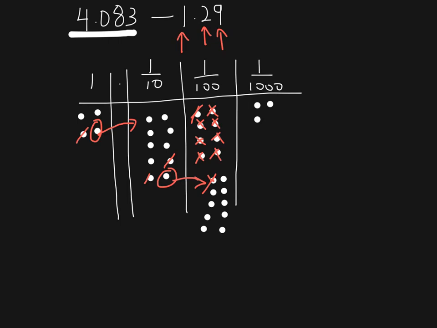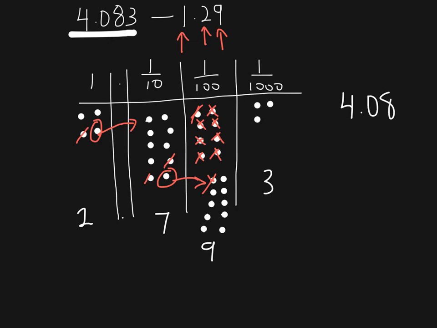And I'm going to look back and see how many I have left in each place. I have 2 discs in the 1s place. I have 1, 2, 3, 4, 5, 6, 7 in the tenths place. And I've got 1, 2, 3, 4, 5, 6, 7, 8, 9 in the hundredths place. And I have 3 in the thousandths place. So my answer should be 2 and 793 thousandths. Let's do the written method and see if it comes out the same.